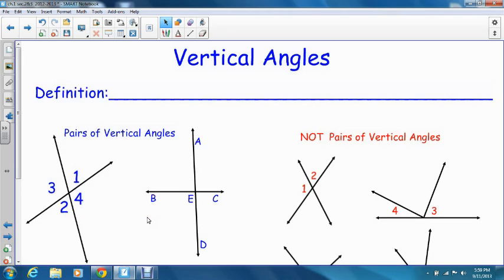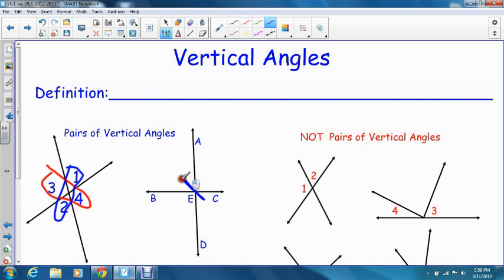All right, we've got 2 more terms. These are ones that you have not seen before, or at least you shouldn't have. These are brand new things, so make sure you get some good notes on these. Vertical angles. If we look at our pairs of vertical angles, a pair of vertical angles in this first picture would be these 2 angles right there. 3 and 4 are vertical angles. There's another pair. Angles 1 and 2 are also vertical angles. In this second picture here, these 2 angles are vertical angles, and these 2 angles here are vertical angles.